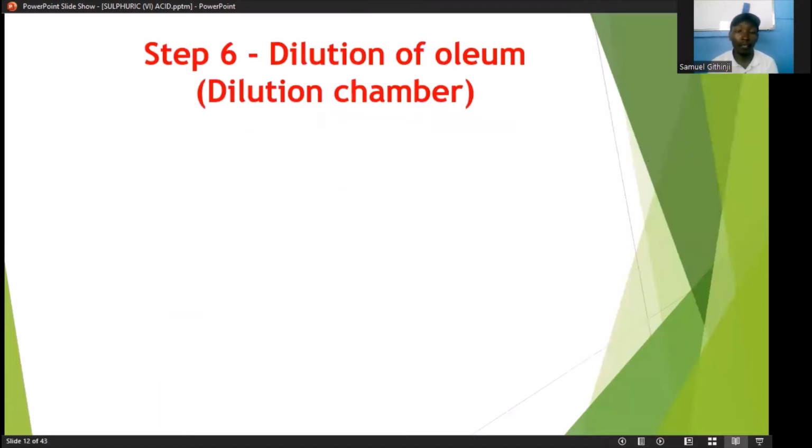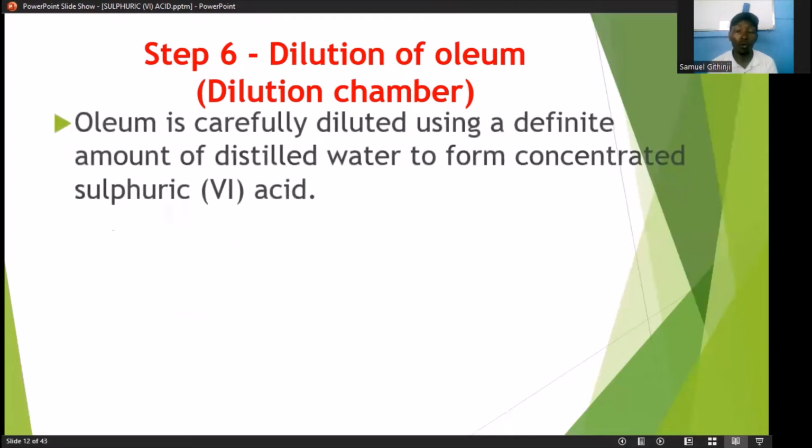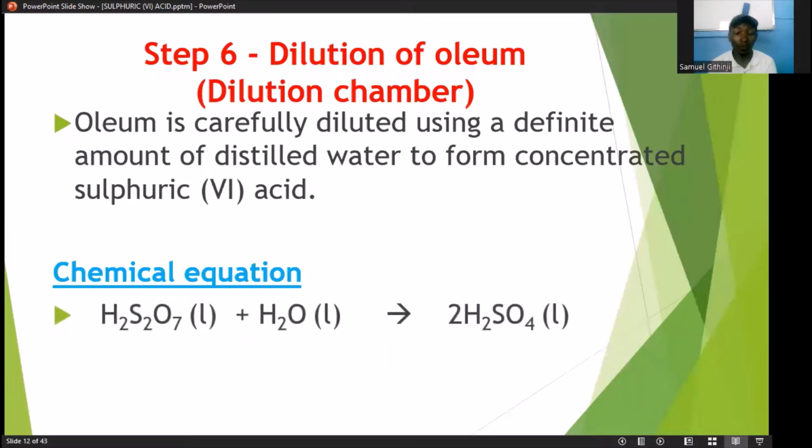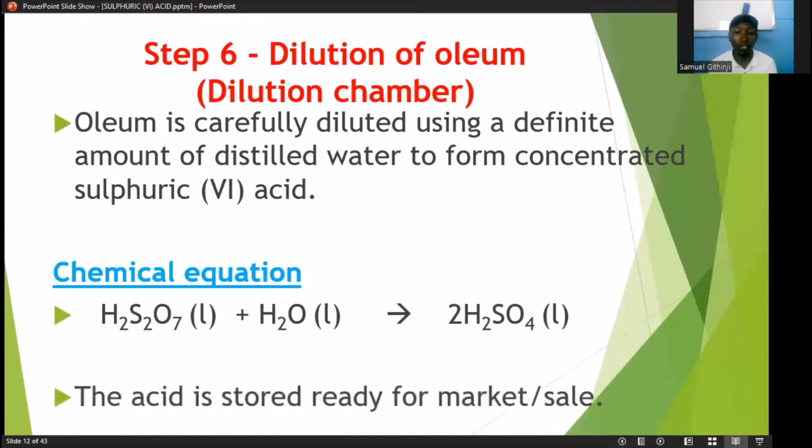The very last step is dilution of oleum. Now we need to add water carefully, a calculated amount of water added to the oleum, and then it is diluted to 98% sulfuric 6 acid. You can see the chemical reaction for that. Maybe you can practice writing the chemical equation. Then the acid is stored, ready for sale.